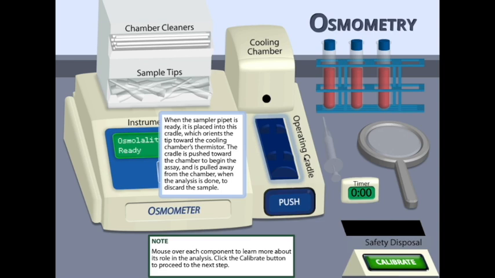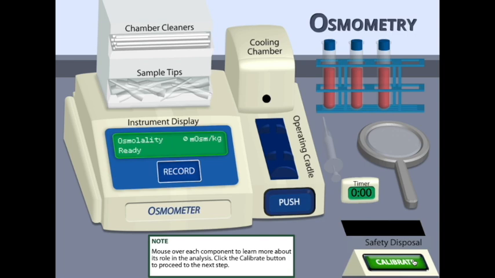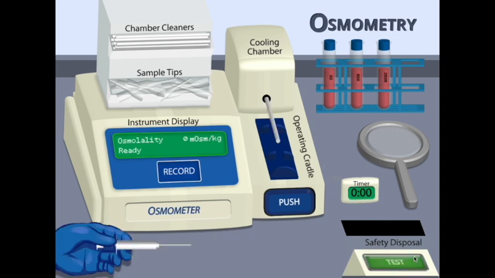Select the Calibrate button in the lower right-hand corner of the screen to begin using the osmometer. Follow the on-screen instructions that appear after a brief delay. After completing a given step, the next instruction will shortly appear.